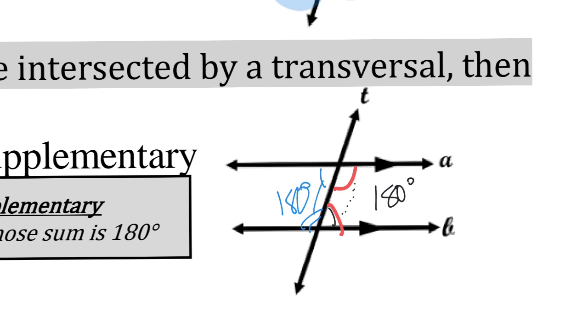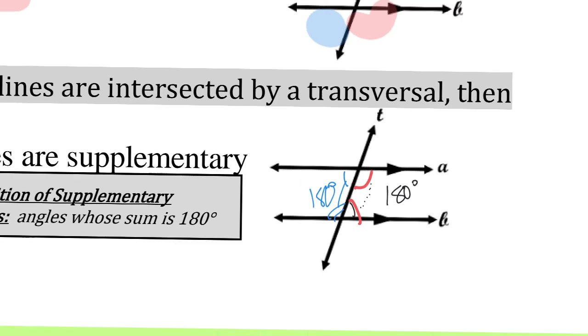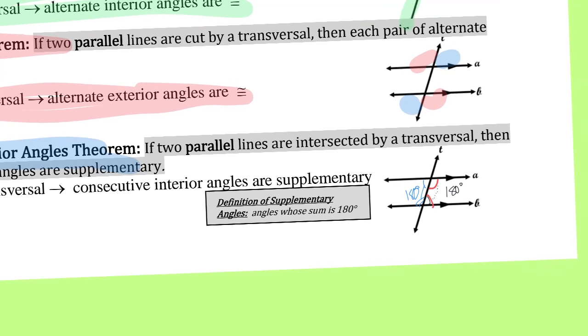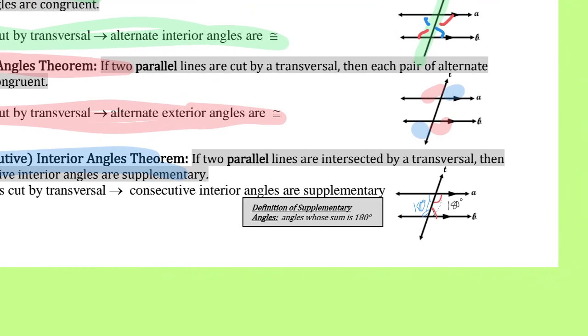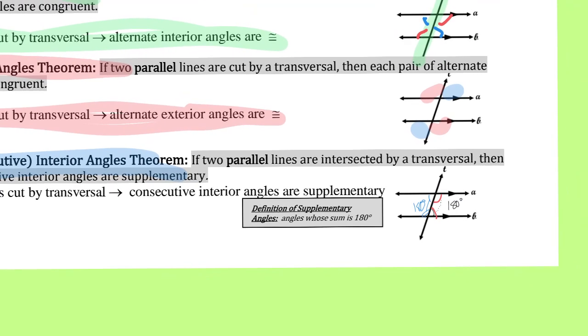So same side interior angles will be supplementary, okay? And remember, if we're doing a proof, we say the theorem says that they're supplementary. And if I want to go one step further, we could say that means that they make 180 degrees. Why? The reason you would say is definition of supplementary.